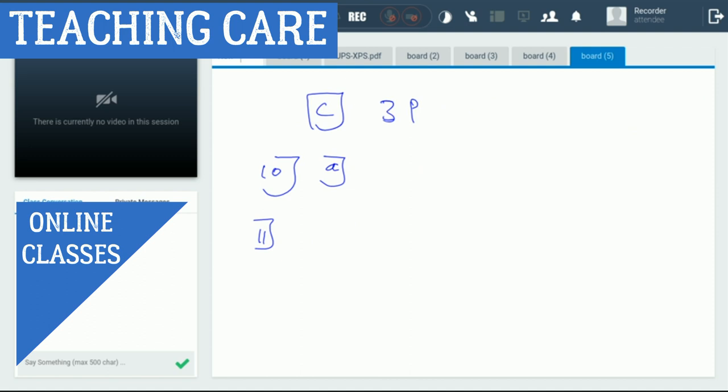Eleventh one. Which of the following statements is true regarding sodium and chlorine? Sodium has greater electronegativity and larger first ionization energy. Wrong, because it has less electronegativity and low ionization energy.